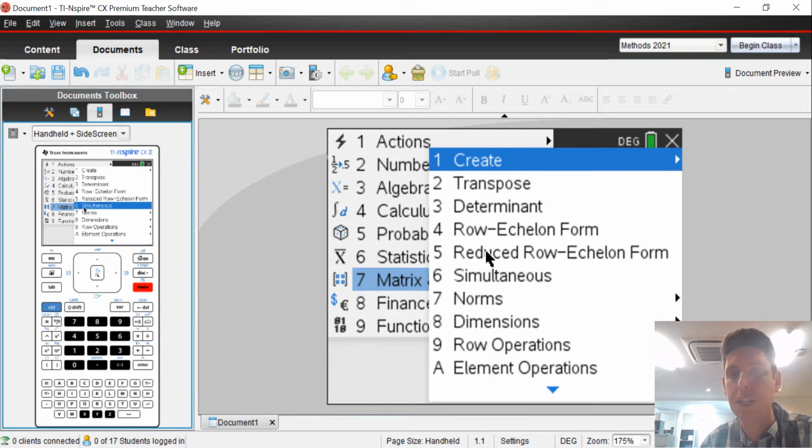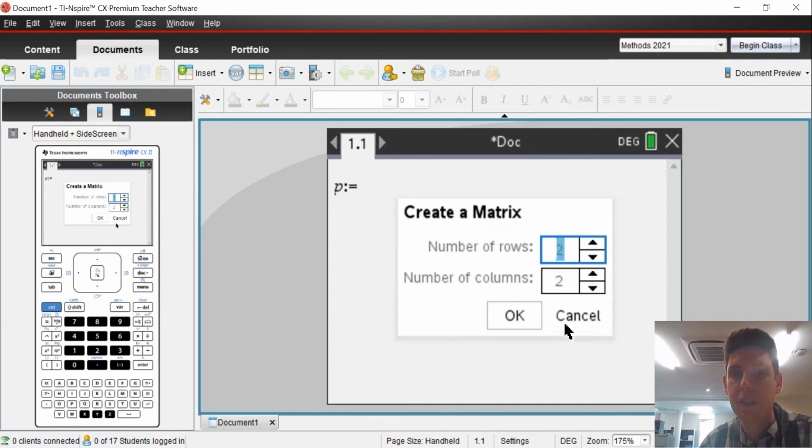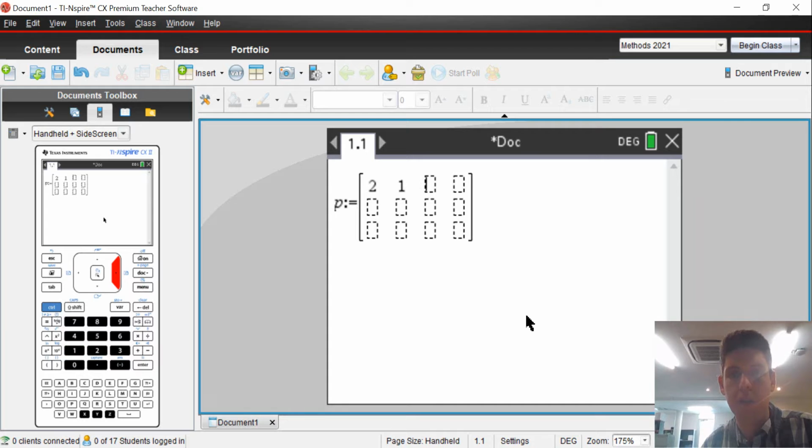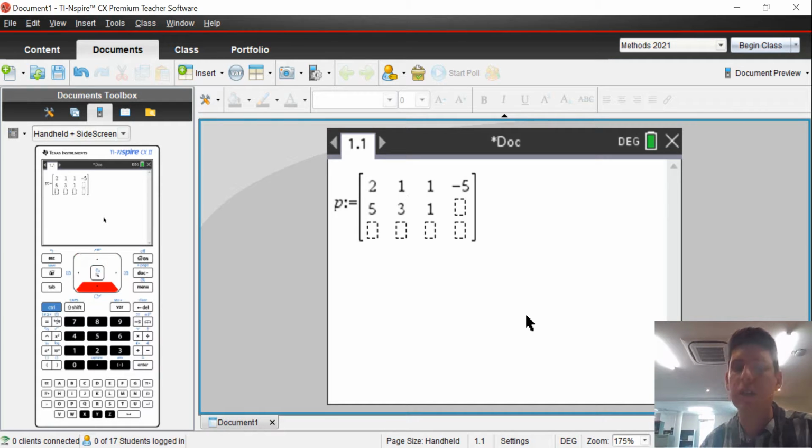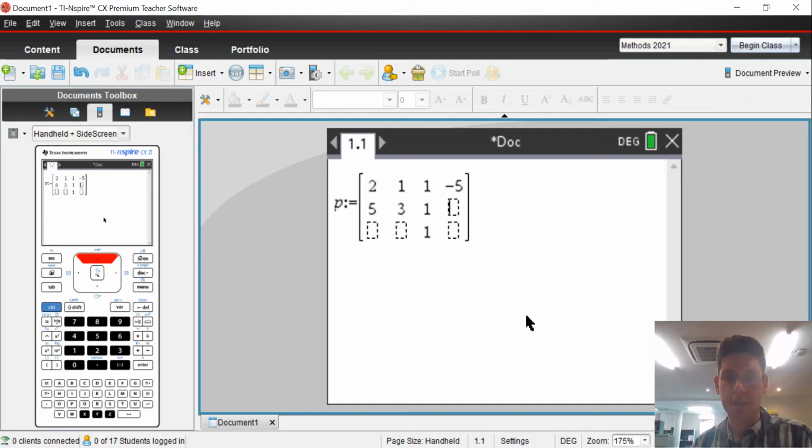Menu, matrix, create. Now we've got 3 rows and there's 4 columns. Type in your data. That's the first equation. Now these are the coefficients. So the first row is the coefficients for P, first column is the coefficients for P, second column coefficients for Q, third column coefficients for S.